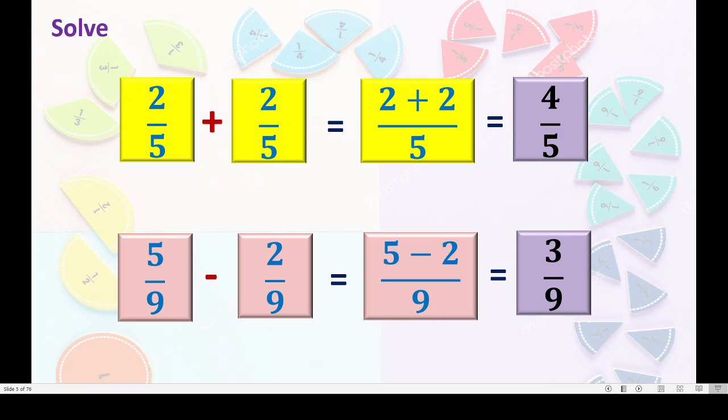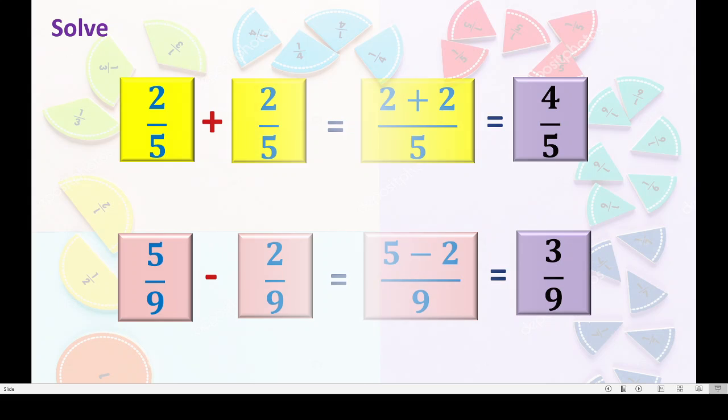Got this? Here also the denominator is same. Remember, okay? When the denominator remains same, we can carry out the addition and subtraction as usual.